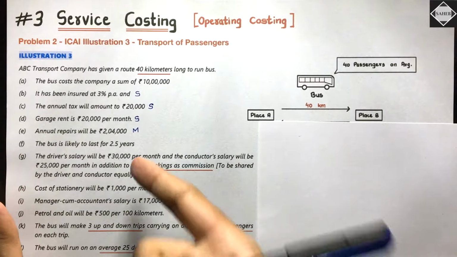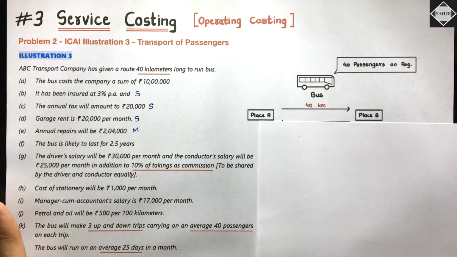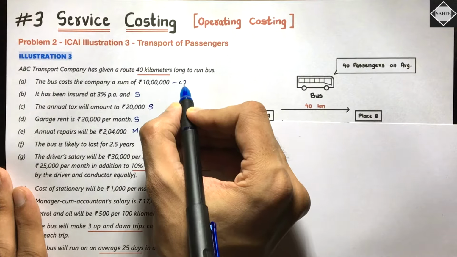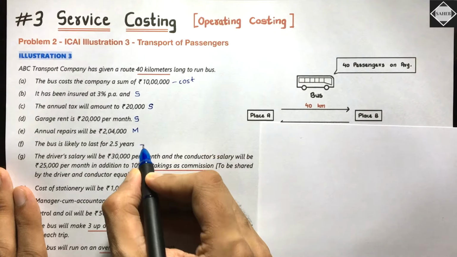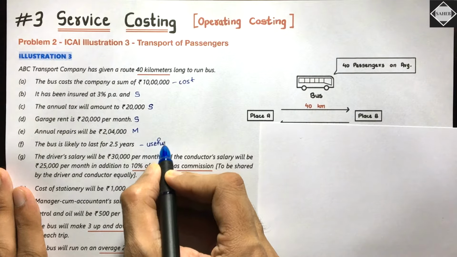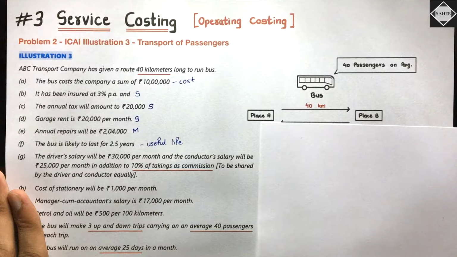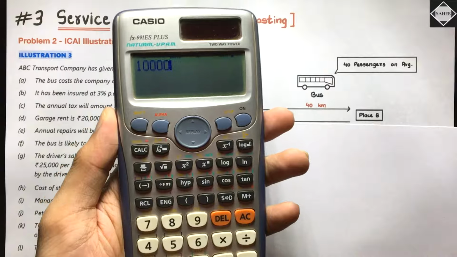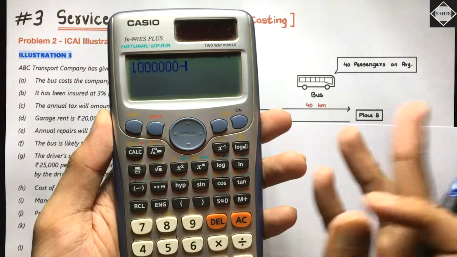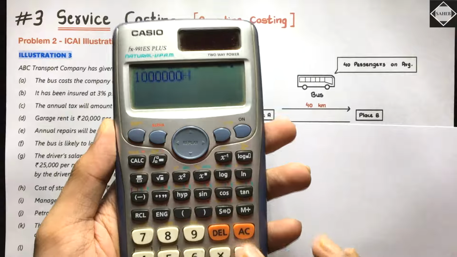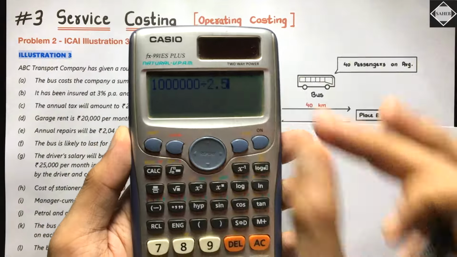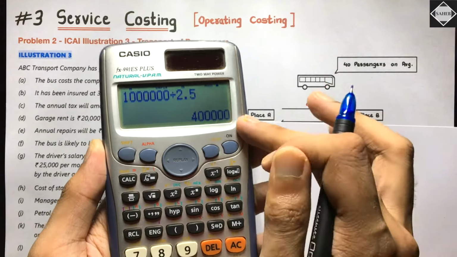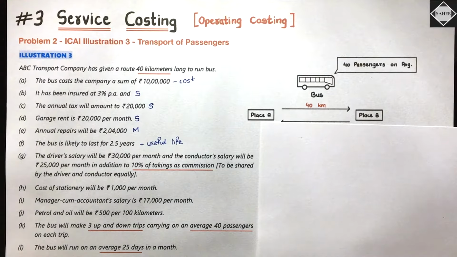Why are they saying this? They are giving you the information to calculate the depreciation. Now you will take the 10 lakh, which is the cost, and here they have given you the useful life. What's the formula of the straight line method of depreciation? Cost 10 lakh minus scrap value, but there is no scrap value, so directly you divide the cost by the useful life, and that is equal to 4 lakh. 4 lakh will be the depreciation per year. You have calculated the depreciation.